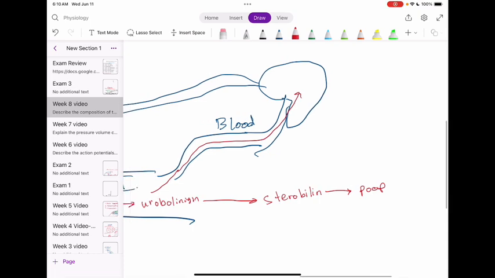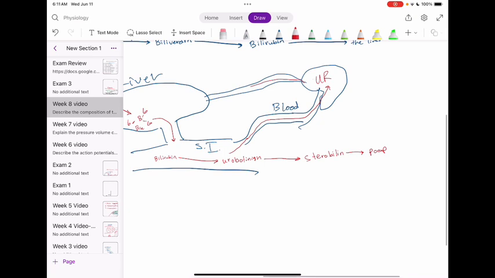So, or this urobilinogen can either go right here and recycle back to the liver, or it can go out with the urethra and be excreted as urine. So that's how we get rid of heme in the body.